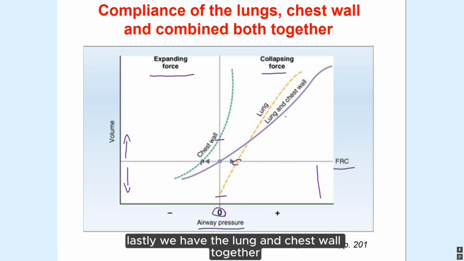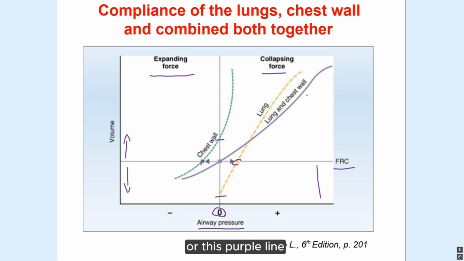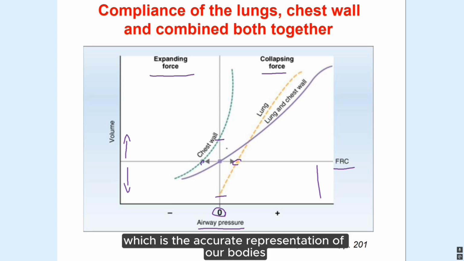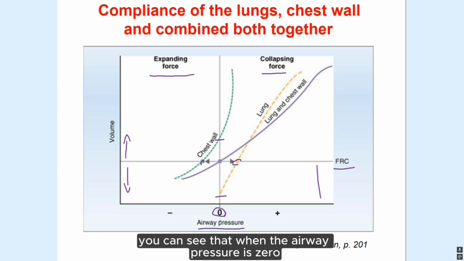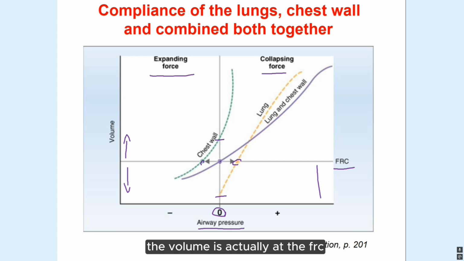Lastly, we have the lung and chest wall together, or this purple line, which is the accurate representation of our bodies. You can see that when the airway pressure is zero, the volume is actually at the FRC, which means that the FRC in our body is the resting position.